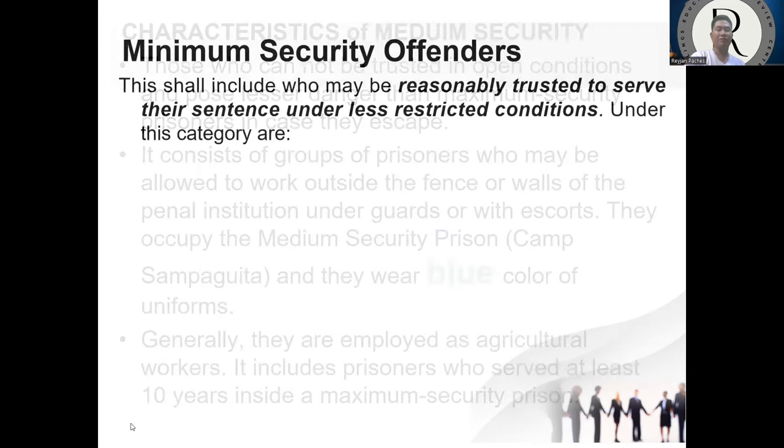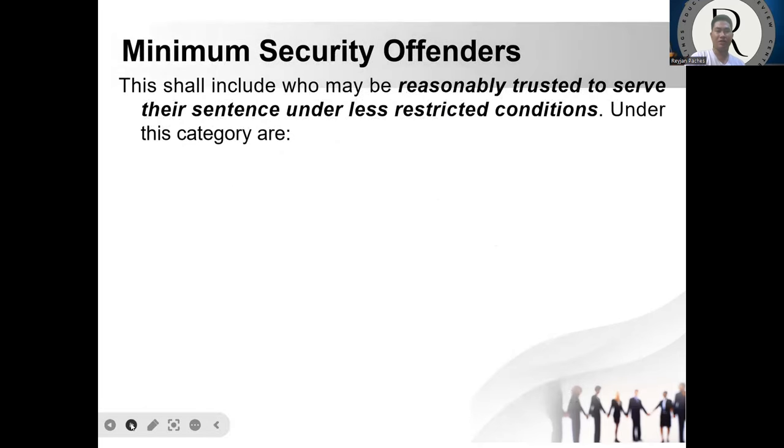Then of course, we have the minimum security offenders class. Of course, they are reasonably trusted to serve their sentence under less restricted conditions. Okay? So yan yung mga minimum. Of course, pwede na silang payagan or hindi na masyadong kailangan ng guards when they are working outside the prison cells. Kailangan lang nila ng less, or they are less monitored or they are less restricted pagdating sa kulungan. Okay? So yan yung isang may hindi pa naman nakapasok.